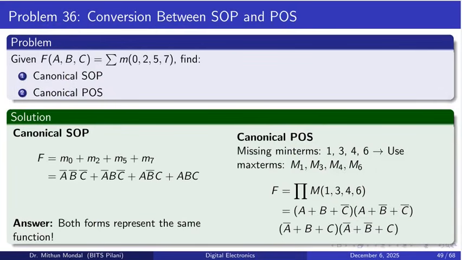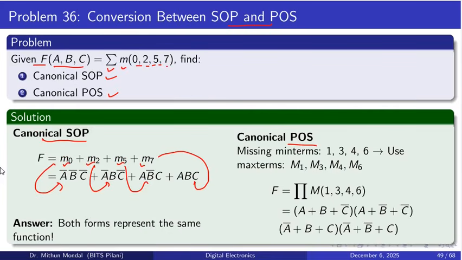Now the conversion between SOP and POS, which is our problem number 36. So we have 3 variables A, B and C. This function is represented in the SOP format because we have the summation with index terms 0, 2, 5, 7. We have to find the canonical SOP and the canonical POS. So in the canonical SOP format we have the 4 terms m0, m2, m5 and m7, which are in the summation format. So we can put it in the corresponding canonical form. So these are the canonical forms that we have for 0, 2, 5 and 7.